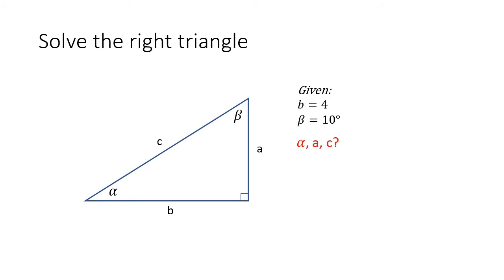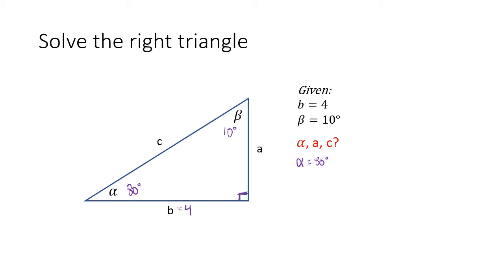Okay, here's another problem. It's pretty similar. The things aren't given to us directly, but it really is like beta is 10 degrees. So if beta is 10 degrees, we know the angles sum to 90 degrees. That means alpha has to be 80 degrees. So alpha is 80 degrees. And now we just need to find A and C. Well, B is equal to 4. So this is just like the previous problem.